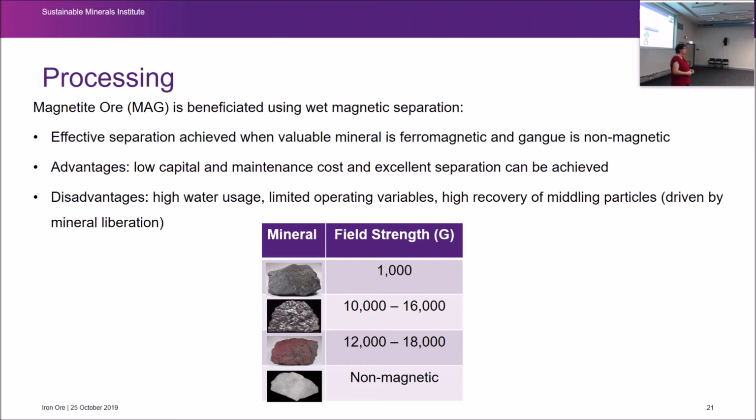Disadvantages though: very high water use, limited operating variables that you can play with on site, and a very high recovery of middlings or locked particles if you're not careful. So just an example here: that is magnetite, that is chromite, hematite, and quartz again, with the different levels of field strength required to affect separation.